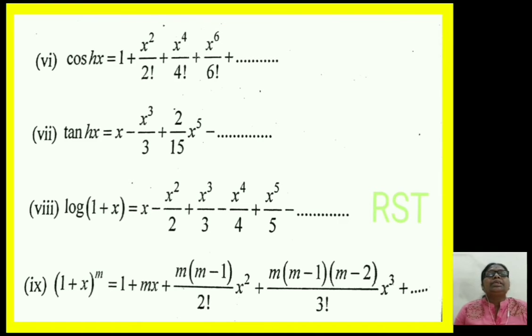Ninth result is of 1 plus x raised to m, which equals 1 plus mx plus m into bracket m minus 1 upon 2 factorial into x square plus m into bracket m minus 1 into m minus 2 upon 3 factorial into x cube plus and so on.